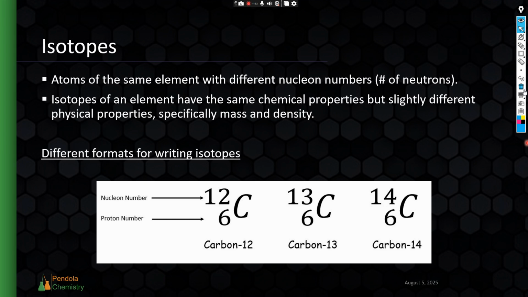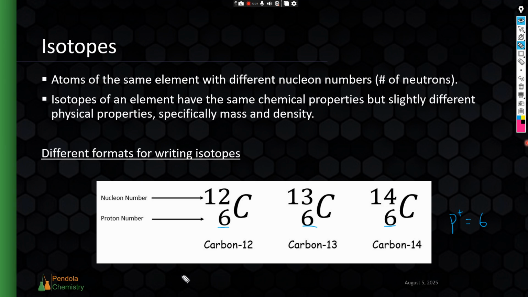So if we look at this and start using our brain, which we'll do a little further in a few slides, we can start to decide how many protons, neutrons, and electrons these elements have, or at least how many protons and neutrons. We'll talk about electrons in a second. So carbon has 6 as its proton number. That means that all 3 of these isotopes of carbon have 6 protons. Now, where they differ is the number of neutrons. That's what makes them isotopes.